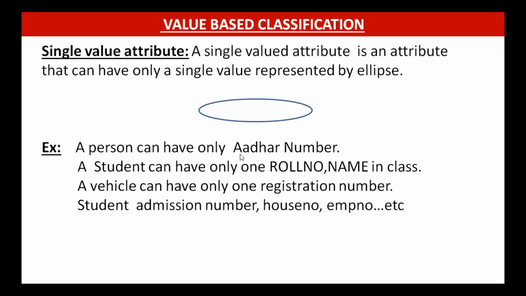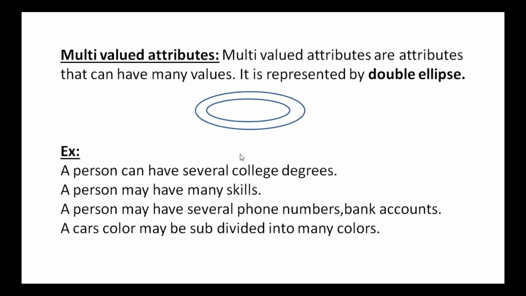Okay, for example, a person can only have one Aadhaar number. A student can have only one roll number, one name, and one vehicle has one registration number, and student admission number, house number, employee number. Just observe, that means the attribute which contains only a single value will be known as a single value attribute, represented by an ellipse symbol.